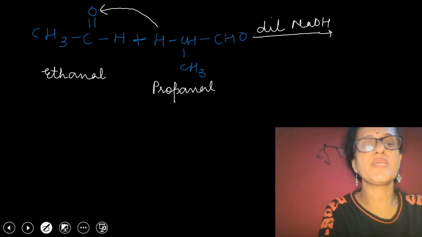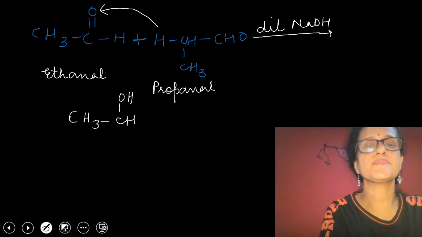So your product will be CH3, CHOH, CH, CH3CHO.